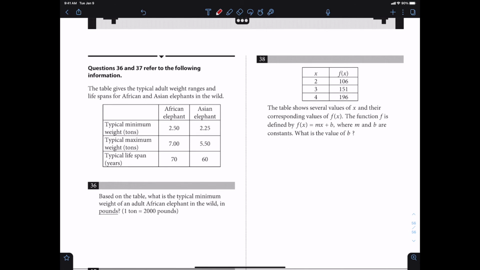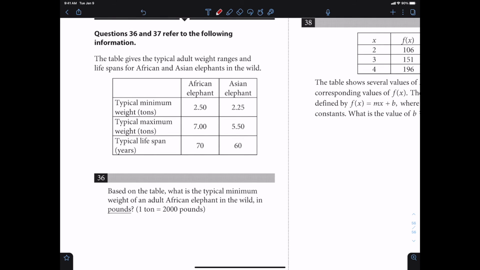Alright, 36 and 37 refer to the following information. The table gives the typical adult weight ranges and lifespans for African and Asian elephants in the wild. Based on the table, what is the typical minimum weight of an African elephant in the wild? Okay, typical minimum weight is here, and we want African elephant. So right here, 2.5.